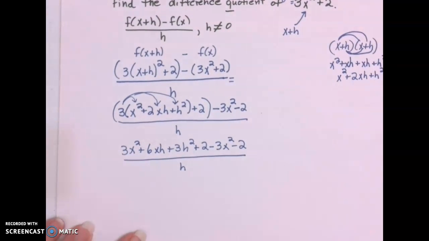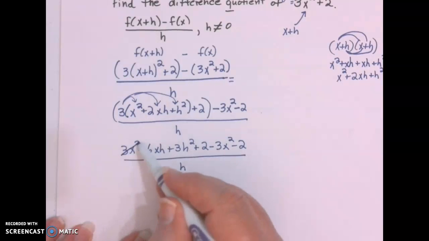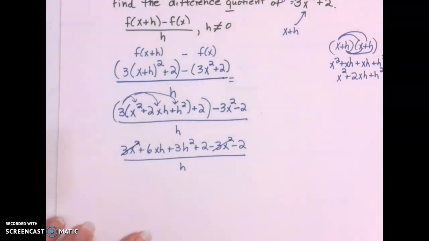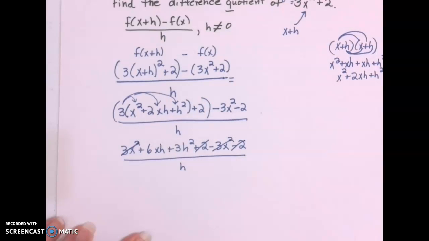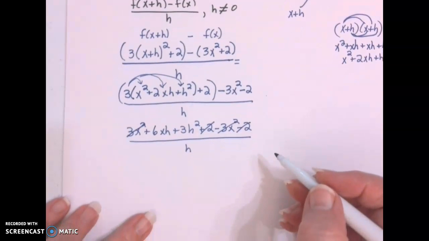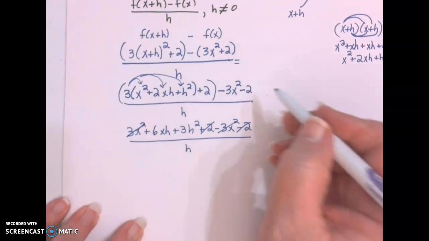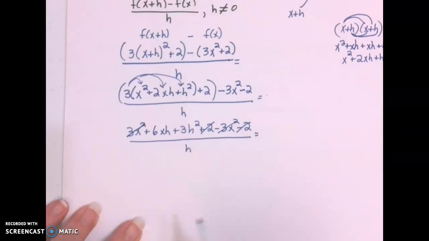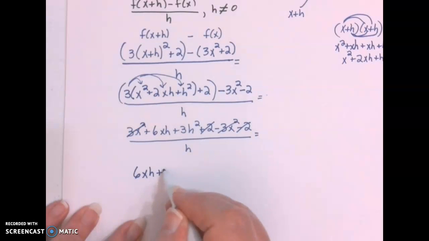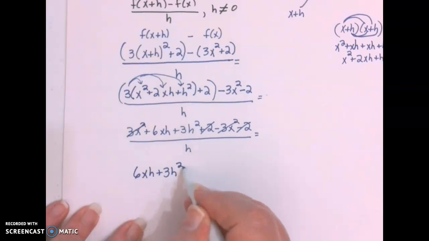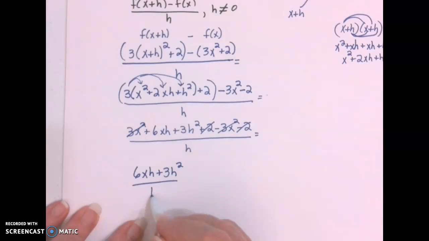Now let's see where we have 0 pairs. I have 3x squared minus 3x squared, that's 0. I have a positive 2, subtract 2, that's also a 0. And that's all we can do right now. So let's rewrite what we have here, with some equal signs in here for you. So now what's left is 6xh plus 3h squared all over h.